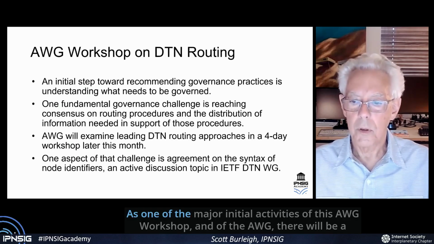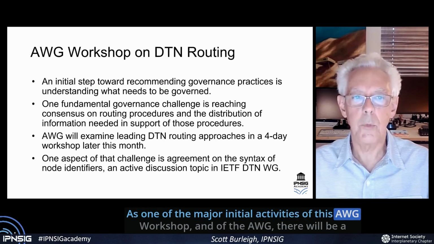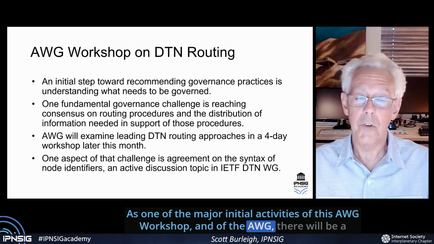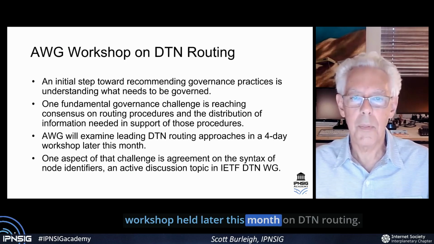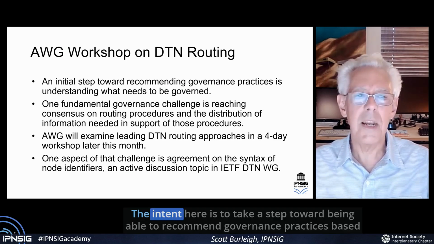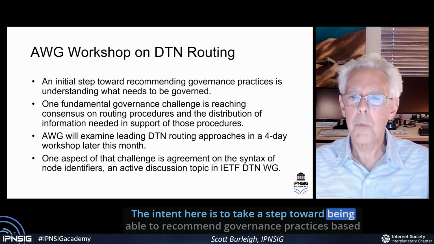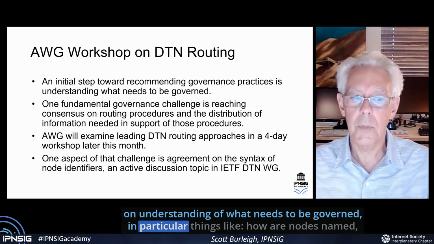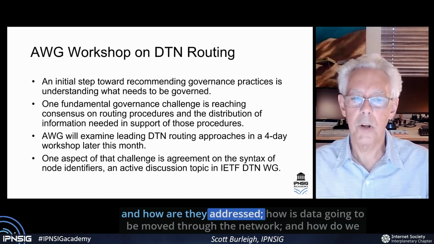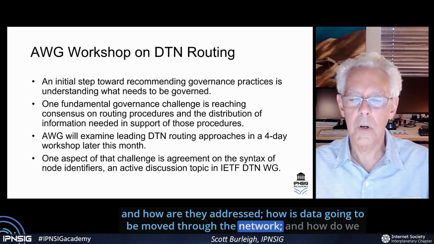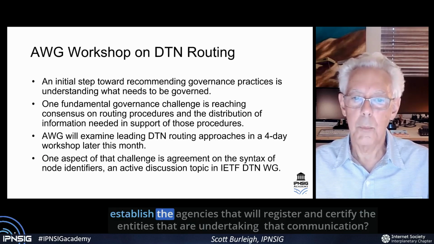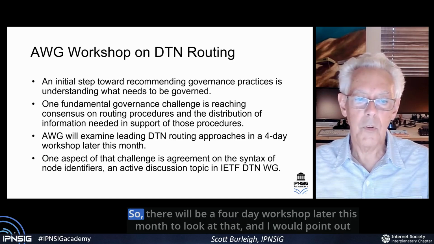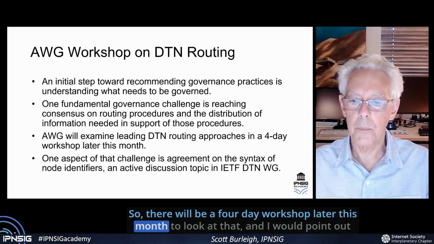As one of the major initial activities of this AWG, there will be a workshop held later this month on DTN routing. The intent here is to take a step toward being able to recommend governance practices based on understanding of what needs to be governed, in particular things like how are nodes named and how are they addressed? How is data going to be moved through the network, and how do we establish the agencies that will register and certify the entities that are undertaking that communication? So there will be a 4-day workshop later this month to look at that.